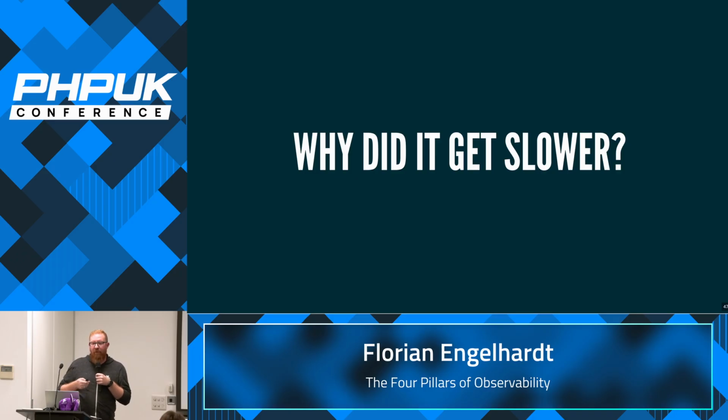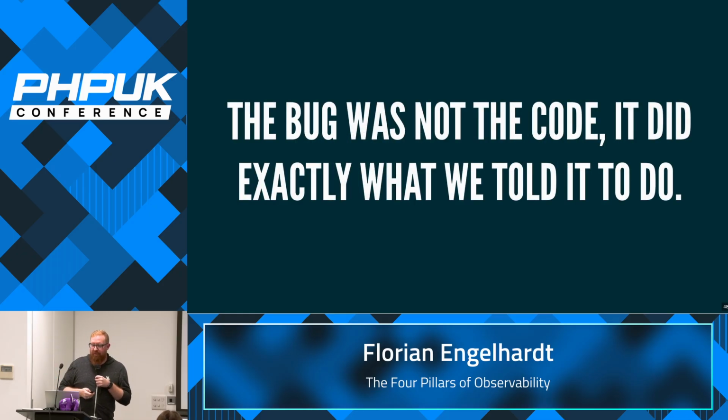So over months, more and more of the products that the merchants were uploading diverged from the data that the customer had in their database. That means more and more of those comparisons started failing, and that means more and more exceptions got thrown, and over time, this got slower. So the bug was not the code. It did exactly what we told it to do.